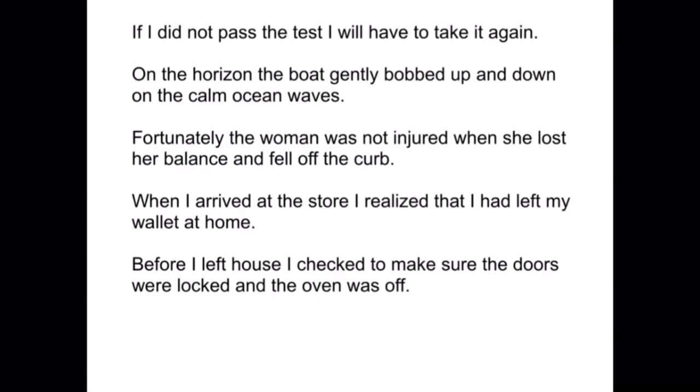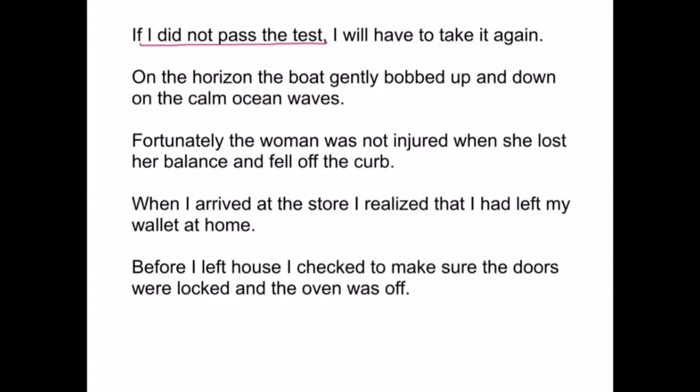Now let's get some practice. Let's look at the first sentence. If I did not pass the test, I will have to take it again. Put the comma after the introductory element. If you put the comma after test, you're correct. If I did not pass the test is an introductory dependent clause.